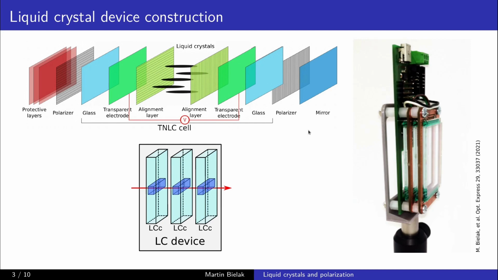A single cell does not reach a high enough phase delay. Therefore, we utilize 3 liquid crystal cells mounted on a printed circuit board. The device is easy to use due to all necessary calibration stored in EEPROM and USB communication with the computer. Documentation is available on my GitHub.